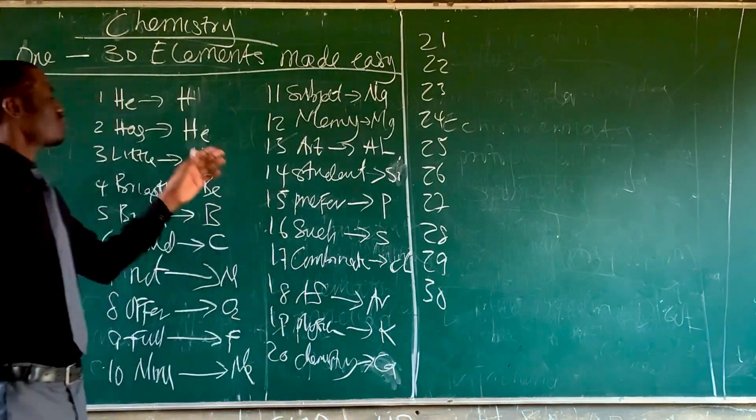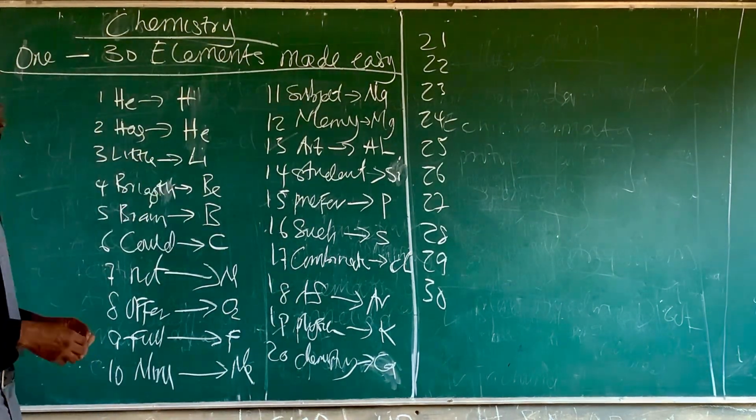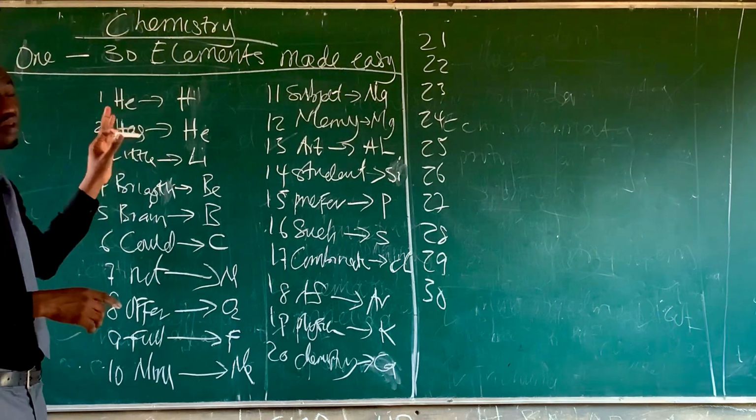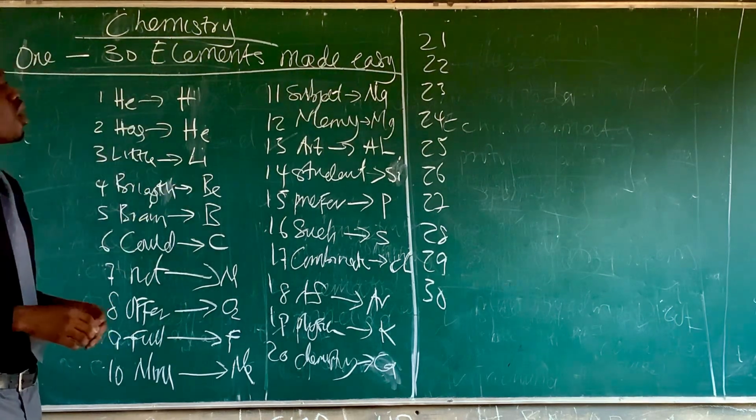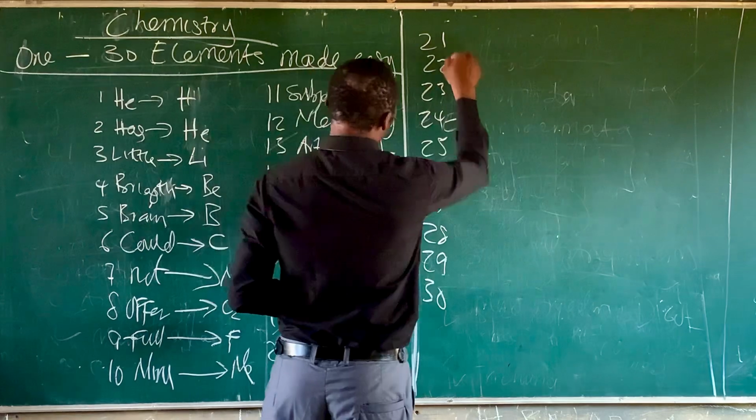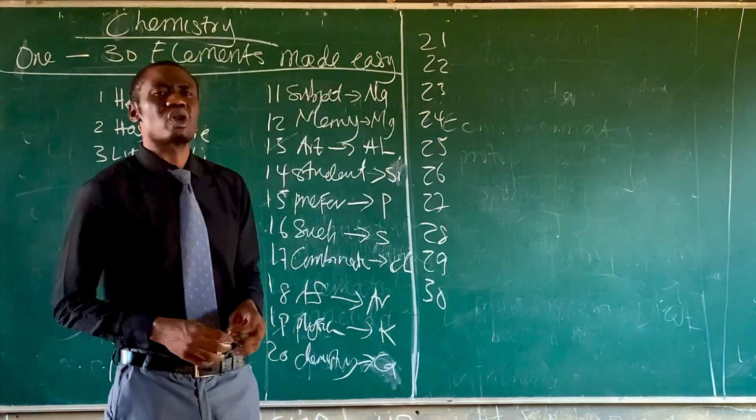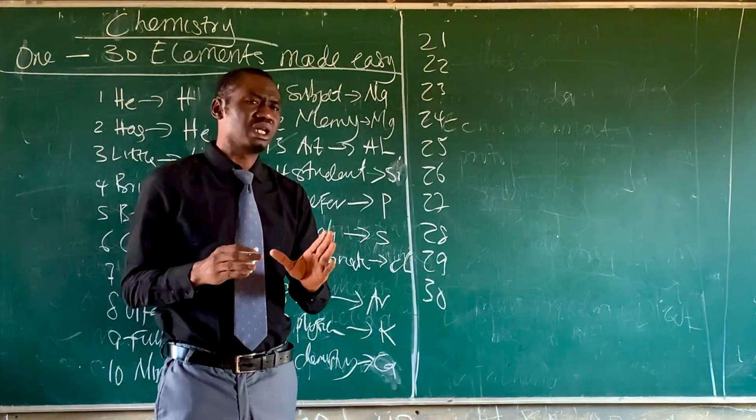So this is the arrangement of the elements from atomic number 1 to 20, in order of the atomic number. So we have this 1 to 20. And if you want to get that, you can use that acronym very quickly.